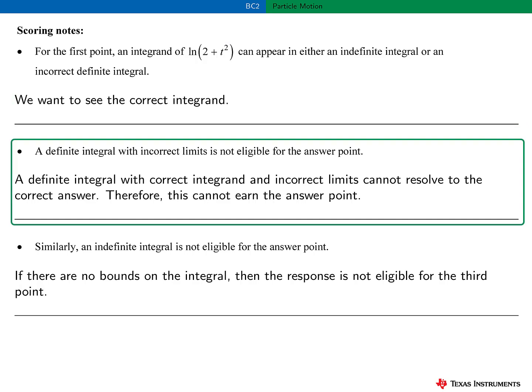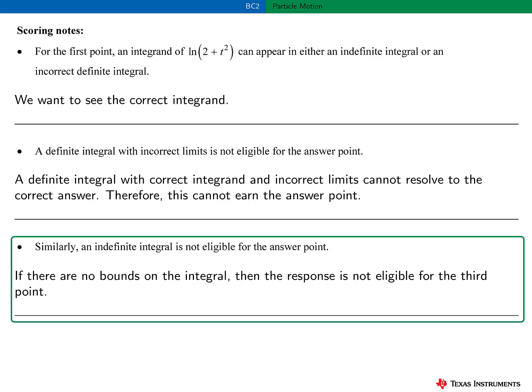If the definite integral presented has incorrect limits, then the response is not eligible for the answer point, and this makes sense. If the limits are wrong, then the answer cannot be correct. And similarly, if an indefinite integral is presented, the response is not eligible for the answer point. If there aren't any bounds on the integral, well, then there really can't be a final answer.